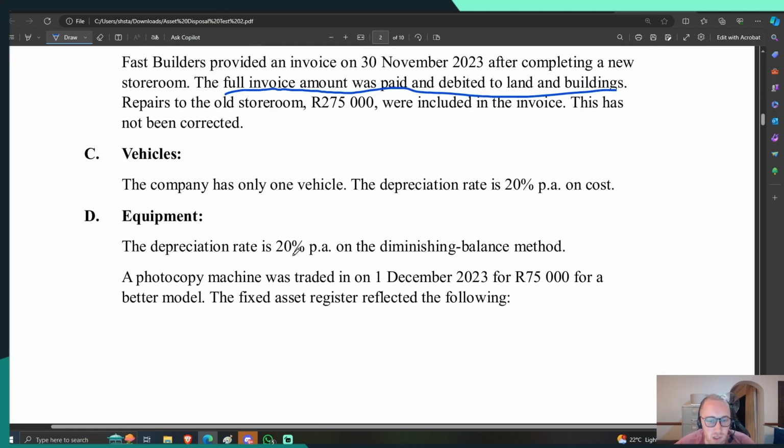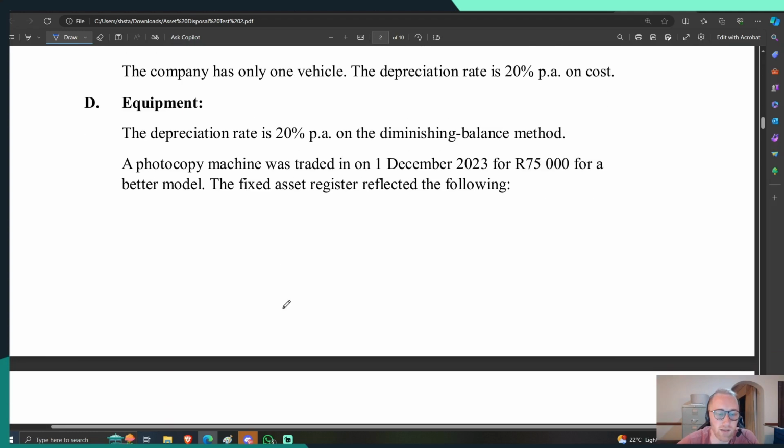Equipment depreciation is 20% per annum on diminishing balance. The photocopy machine was traded in on the 1st of December 2023 for 75,000 for a better model. The fixed asset register reflected the following.